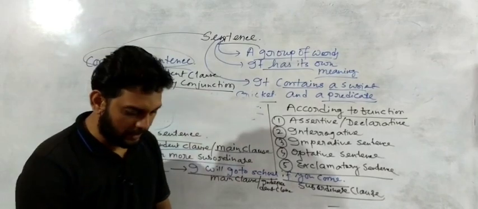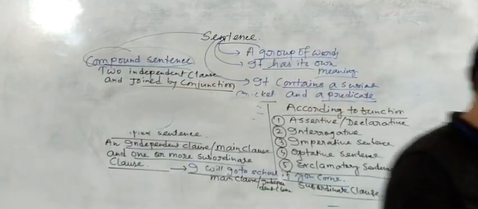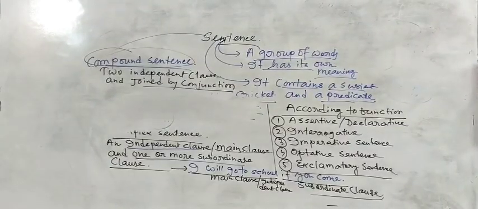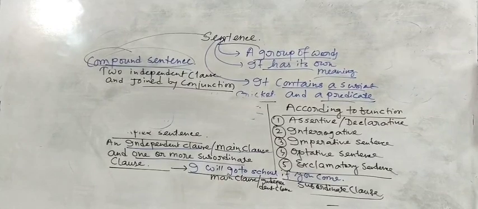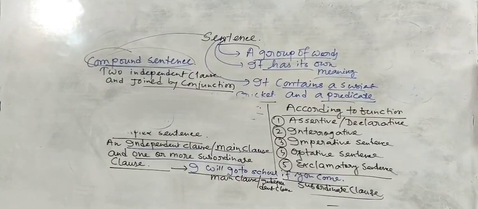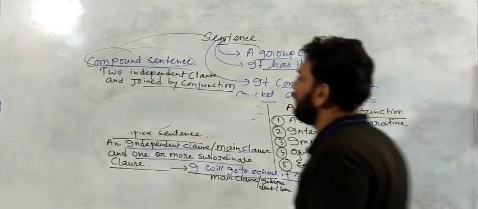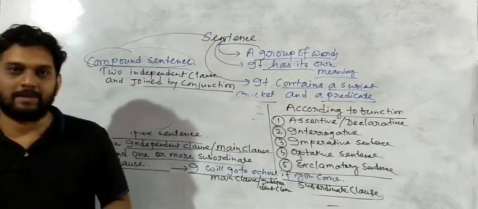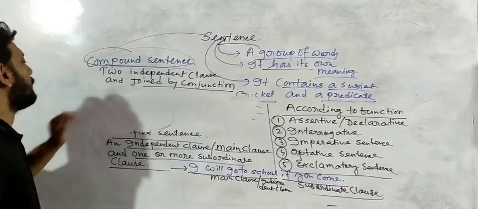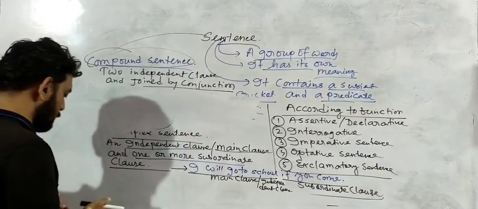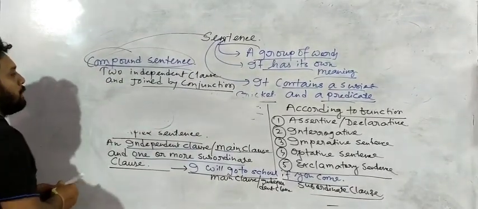Okay, please write it down. I want to see whether my handwriting is clear or not. Okay, fine. It is clearly visible. It can be seen very easily by all of you. Now what I have written here is compound sentence. So now, what is a compound sentence?